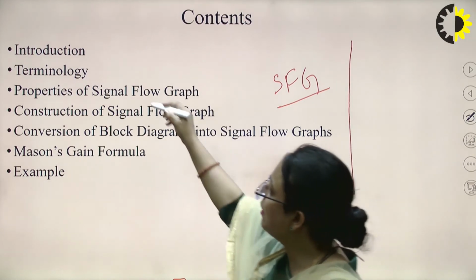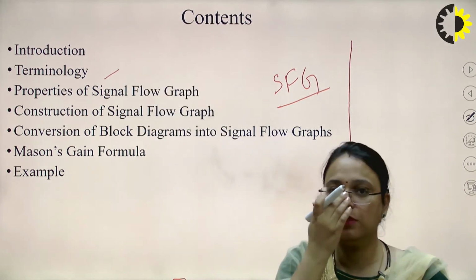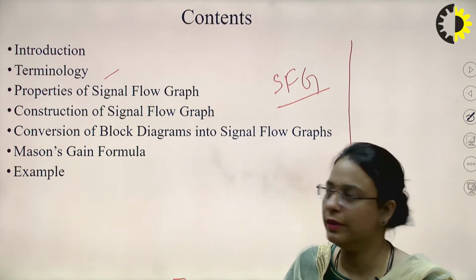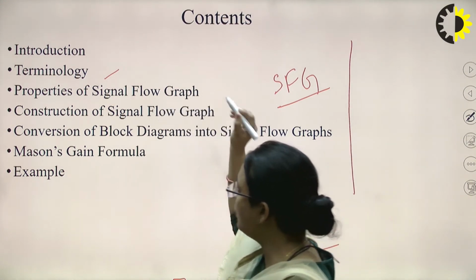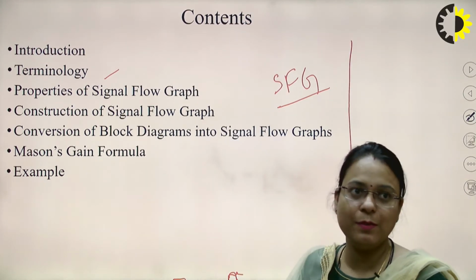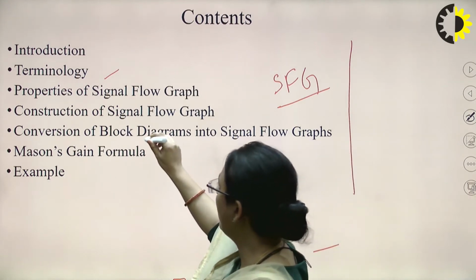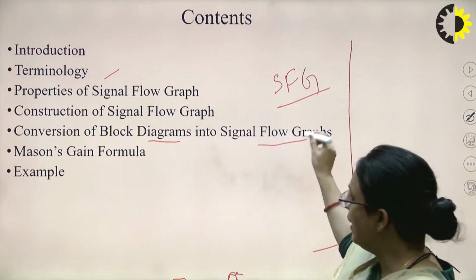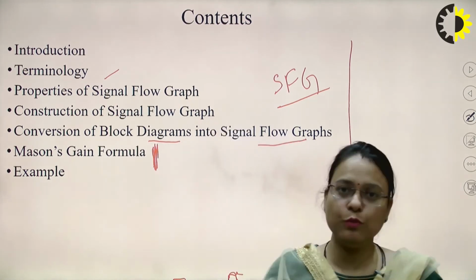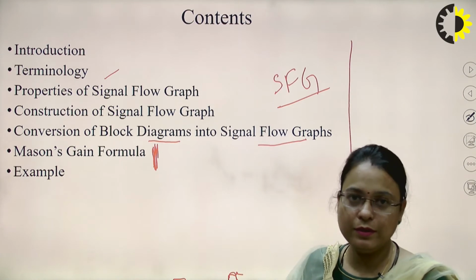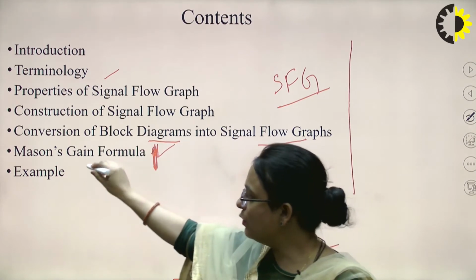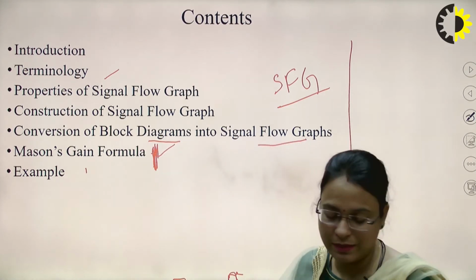Then we'll discuss some terminologies that are used to define the SFG, and the properties of SFG. Then how to construct an SFG from any given complicated network, and how to convert a block diagram into an SFG. Then the formula known as Mason's gain formula, which is used to describe the SFG. At last we'll discuss some examples based upon this Mason's gain formula.